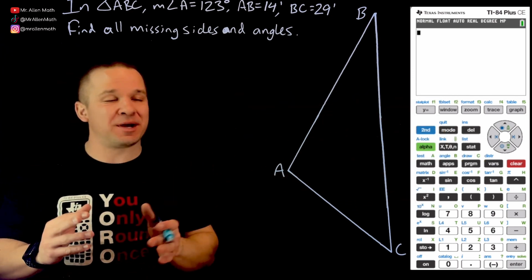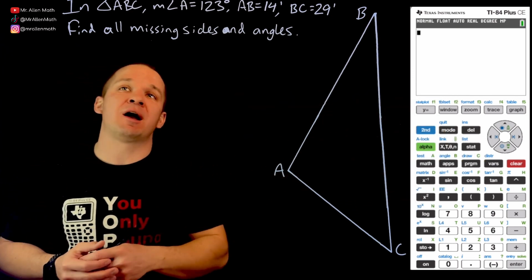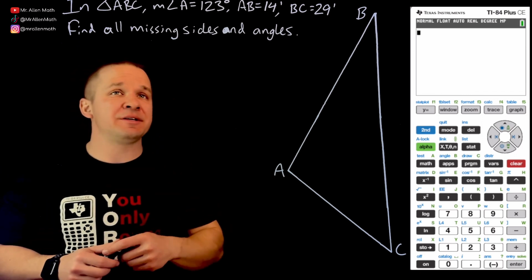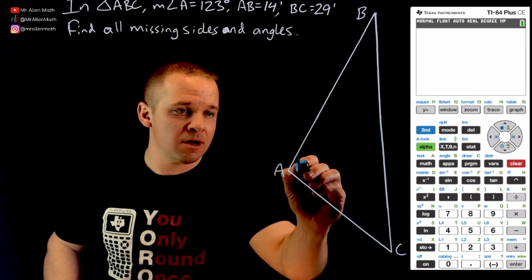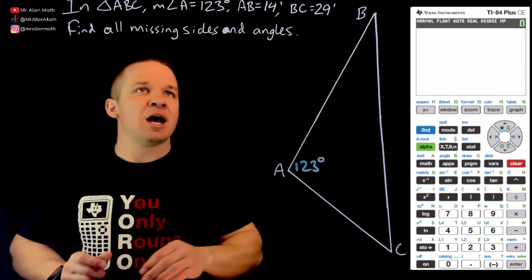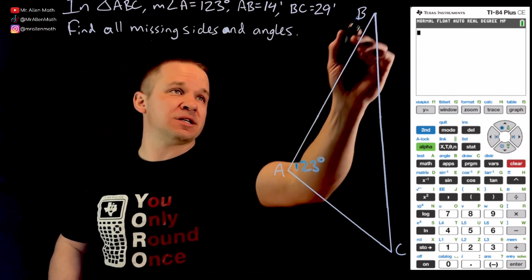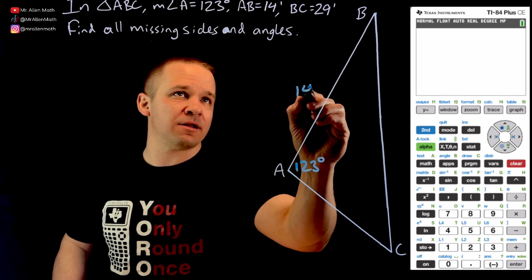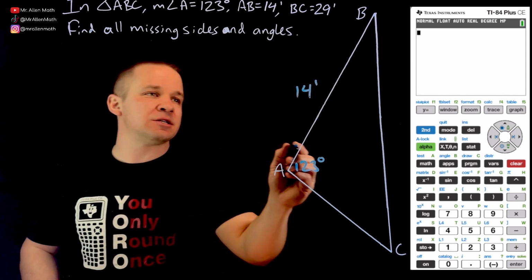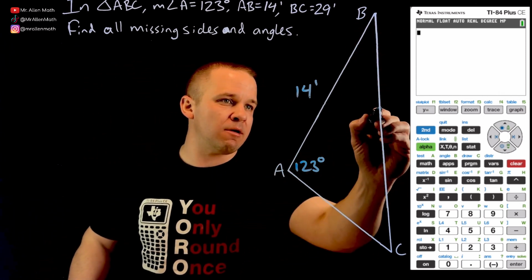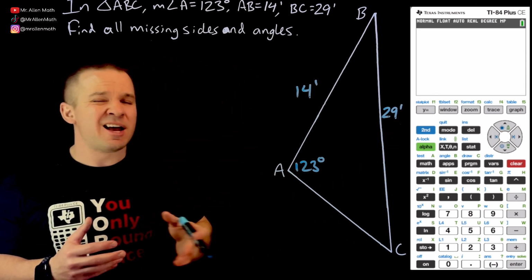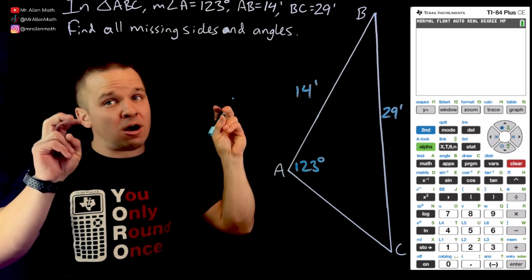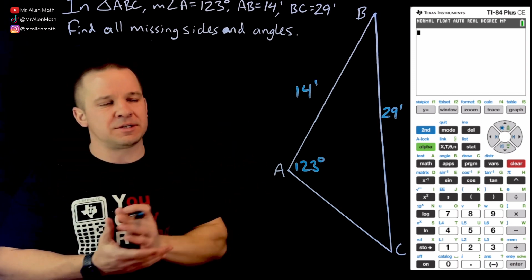We don't have right angles here, so we have to do it a little differently with some non-right triangle tricks. In triangle ABC, the measure of angle A is 123 degrees. I'll go ahead and label that. AB is 14 feet, so that's this side of the triangle. And BC is 29 feet, which is this one right here. I have to solve for all the missing sides and angles. Sometimes they say, solve the triangle, and that just means solve for the missing sides and angles.